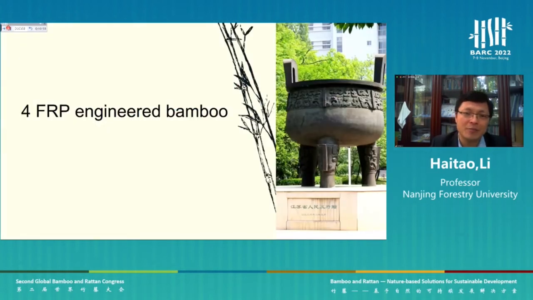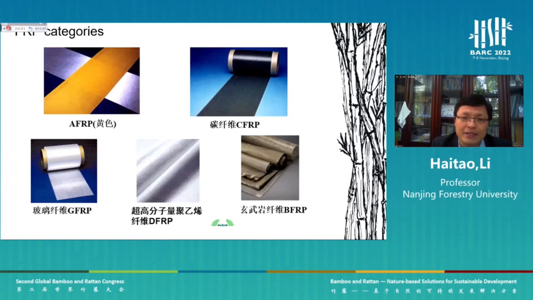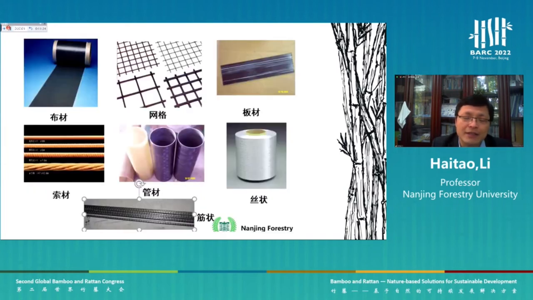Now the final part, I would like to introduce some research and applications about FRP engineered bamboo. FRP is an industry composite material. There are many different kinds of FRP categories, such as AFRP, CFRP, GFRP, BFRP, and so on. As for the shapes, you can see there are many different kinds of FRP products, such as cloth, grid, board, tubes, and also steels, and so on.